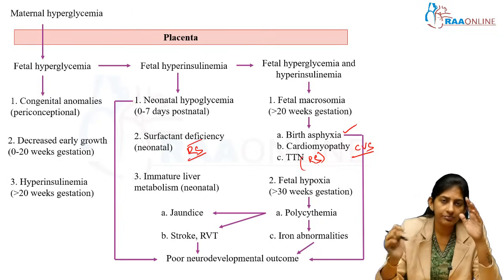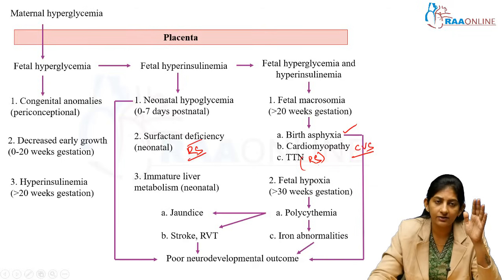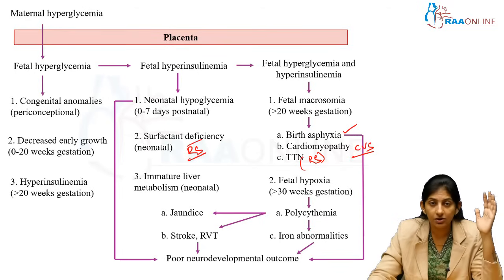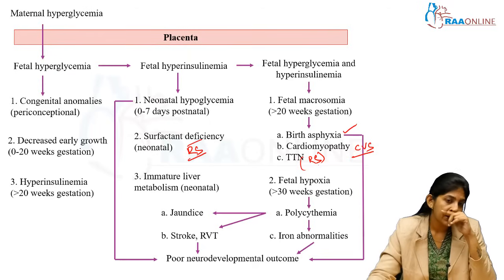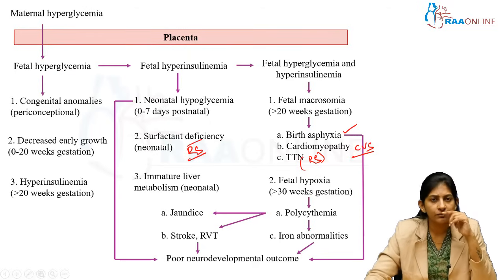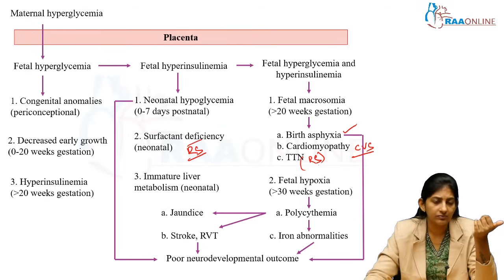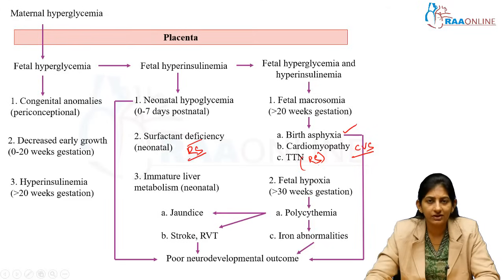If pre-gestational diabetes was there and the mother didn't have good glycemic control, then that could result in congenital anomalies. We will be talking about what all the congenital anomalies that can be seen in IDM, from head to toe. And of course, early growth abnormalities can result in miscarriages also. Most of it we have discussed already.